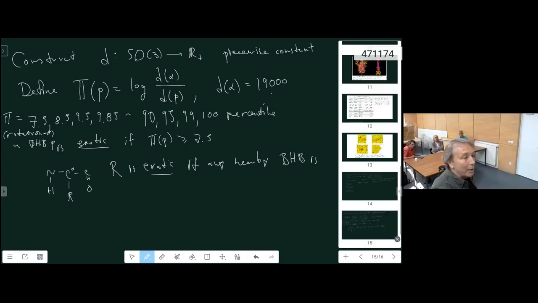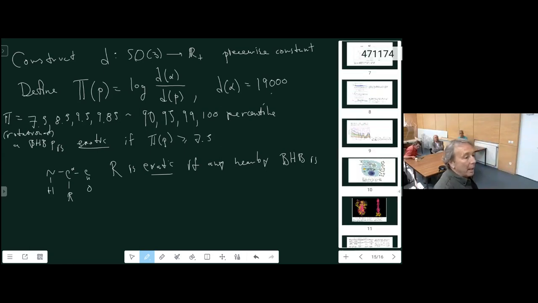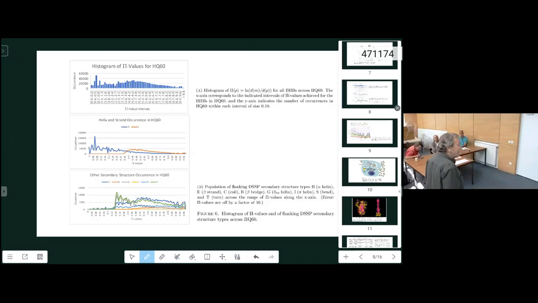I promised you a plot or two. And here is a plot, a histogram of these pi values across all of HQ60, so they're binned here in size 1.8, and the occurrence is here. You notice there's much going on here, which I'll explain in a second: down for low pi values, and then there's this slow hump up around 5, and then this tail, which is in the exotic range, which is where we'll be keenly interested subsequently.